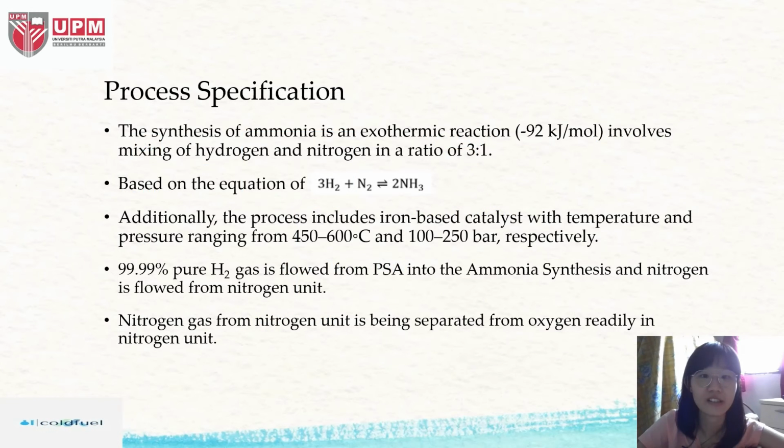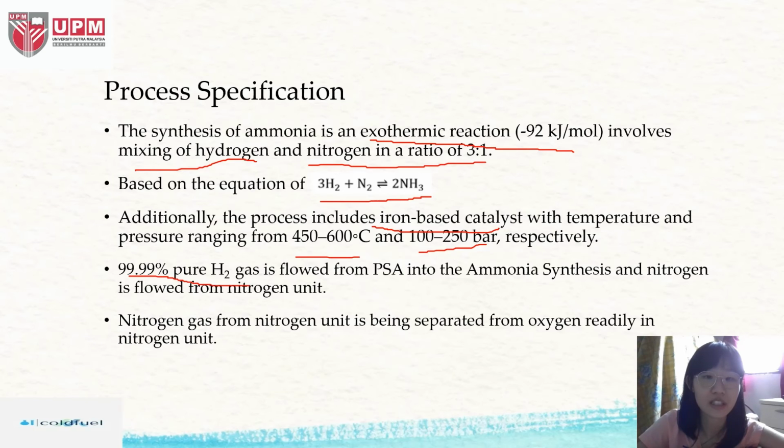The synthesis of ammonia is an exothermic reaction, negative 92 kilojoule per mole, which involves the mixing of hydrogen and nitrogen in a ratio of 3 to 1. This is the equation of ammonia. Additionally, the process includes an iron-based catalyst, a temperature of 450 to 600 degrees Celsius and 100 to 250 bar as the pressure. The 99.99% pure hydrogen gas flows from PSA into the ammonia synthesis, and nitrogen flows from the nitrogen unit. Nitrogen gas is separated from oxygen because it readily comes from a nitrogen unit.